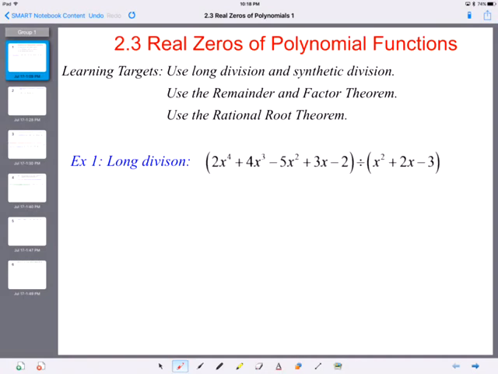Alright, today we're going to do section 2.3, real zeros of polynomial functions. We'll talk about long division, synthetic division, a couple theorems, remainder, factor theorem, and something called the rational root theorem. This is really preparing us to be able to solve polynomial functions that we cannot factor, because that's really all we've done at this point.